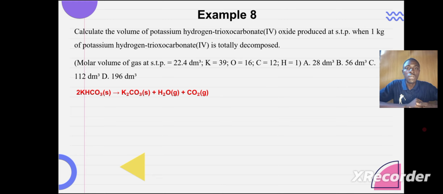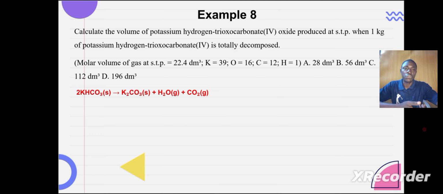Okay, so let's continue. Example 8. Calculate the volume of carbon 4 oxide produced at STP when 1 kg of potassium hydrogen trioxocarbonate 4 is totally decomposed. I apologize for that. Calculate the volume of carbon 4 oxide, please. Take notes: the volume of carbon 4 oxide produced at STP when 1 kilogram of potassium hydrogen trioxocarbonate 4 is totally decomposed.